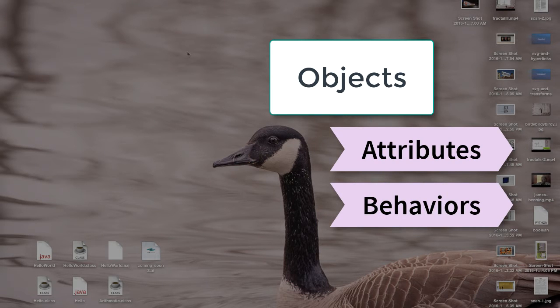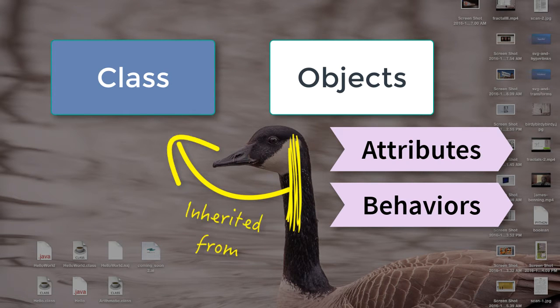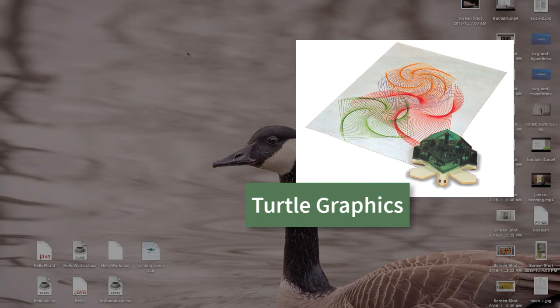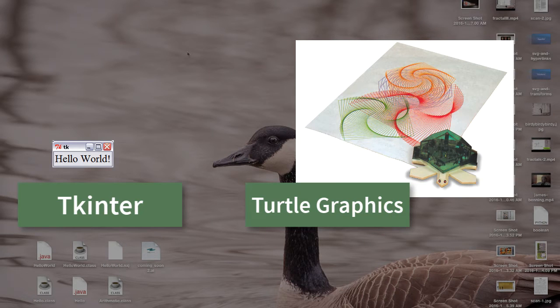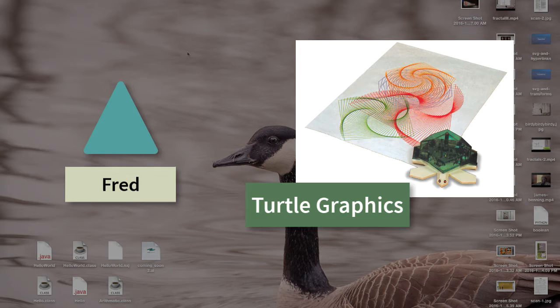And these attributes and behaviors are inherited from the class that it is an instance of, and that there are certain attributes and behaviors that are specific to that particular instance that may differ from the class itself. And we've worked with these some already, even looking at turtles and Tkinter.